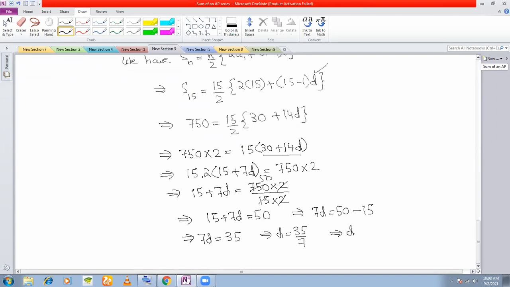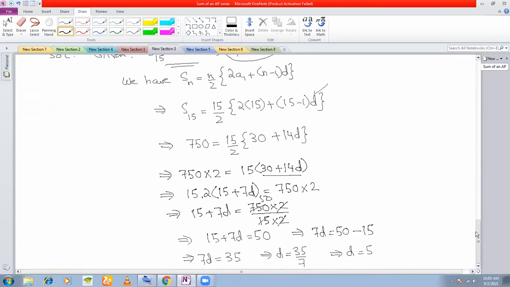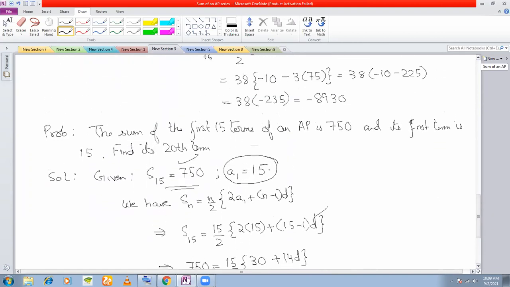That means D you are getting as 5. So the common difference of the AP is 5. So now you see that the first term of the AP was given to you. With the help of this S15, you have managed to find out the value of the common difference. So therefore, now the question is find the 20th term. So you need to find out A20.